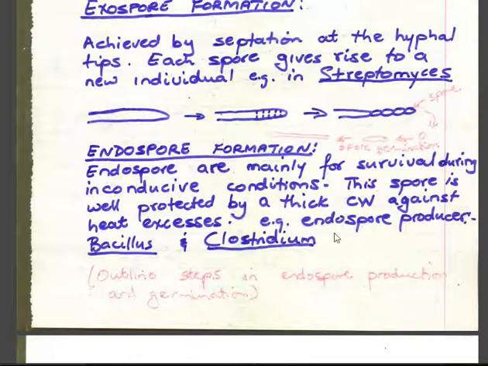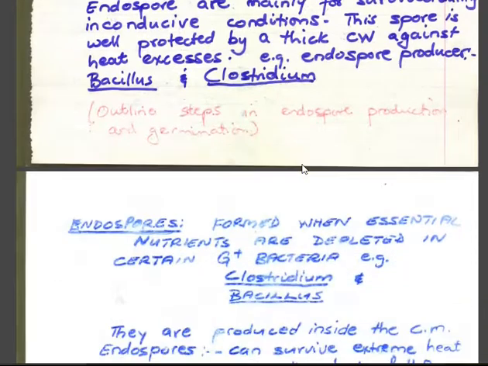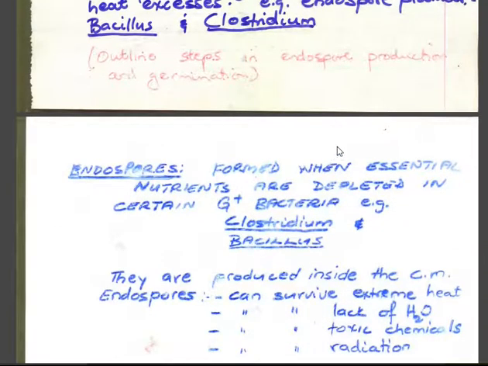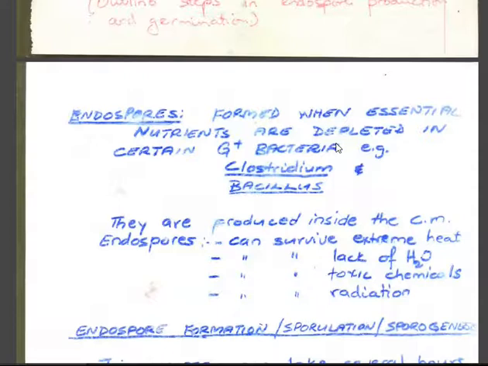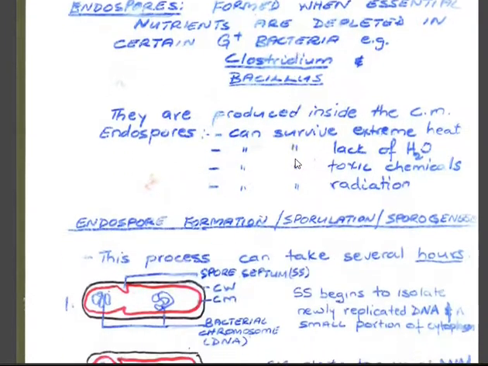Please note, not all bacteria produce endospores. There are certain bacteria that produce endospores, and sometimes you use this endospore production to identify the bacteria. Here I've given you two examples, Bacillus and Clostridium. These two will produce endospores. How is this endospore produced? I've already said it very briefly, but I've outlined it here for you.